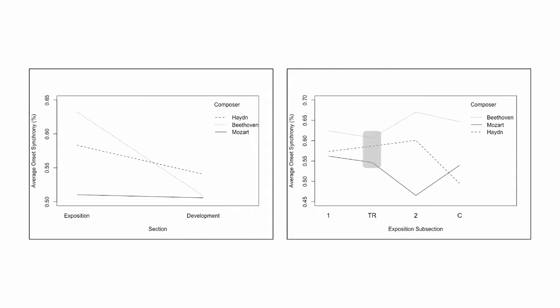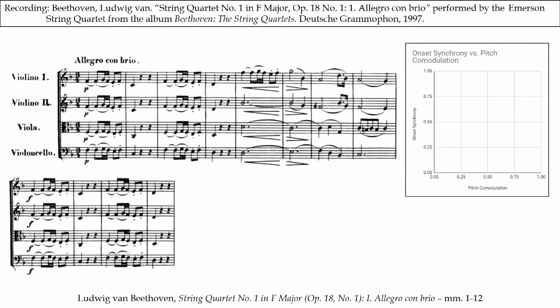While developments were all similar in onset synchrony, we saw significant differences in how the 3 composers approached synchrony in the exposition. Let's listen to a movement that yielded high levels of onset synchrony. This specific piece also demonstrates how quickly textures can change. Follow along with the on-screen texture prompts.